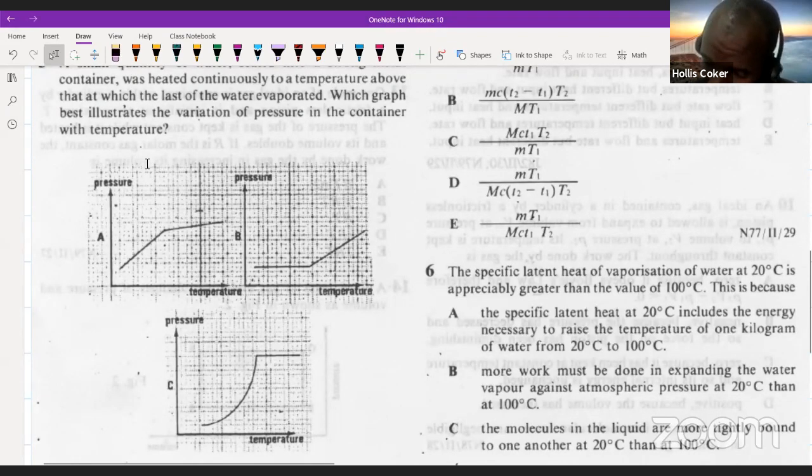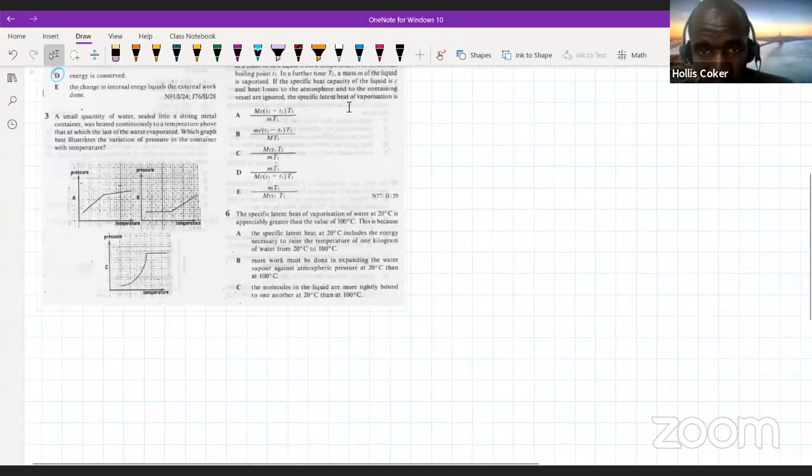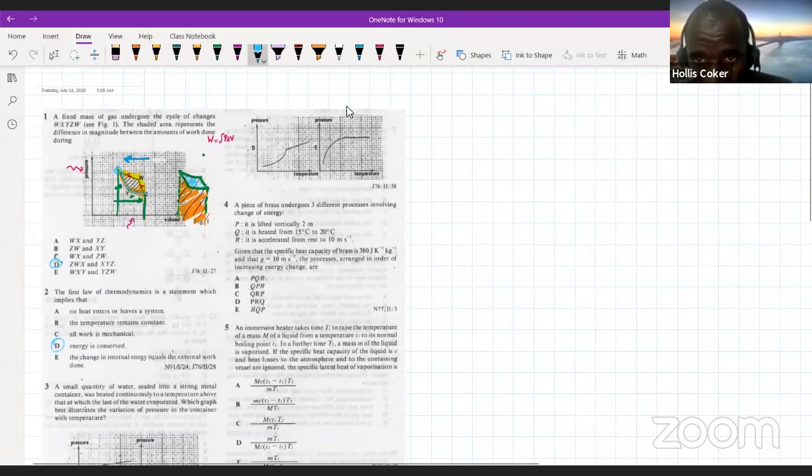So that question has a situation like this. You have a sealed vessel, and it's rigid, I believe. Yeah, a strong metal container. So when you see a strong metal container here, it means actually rigid.